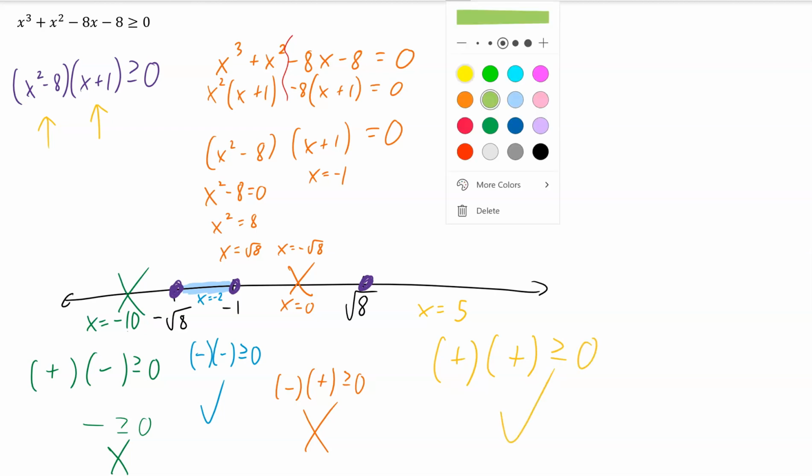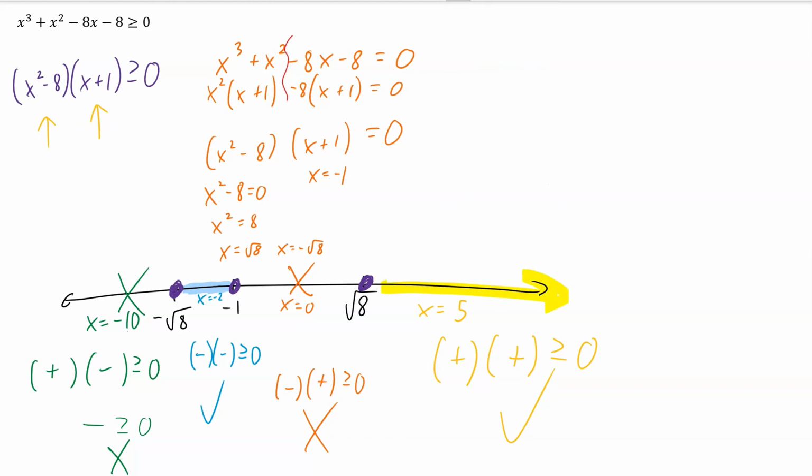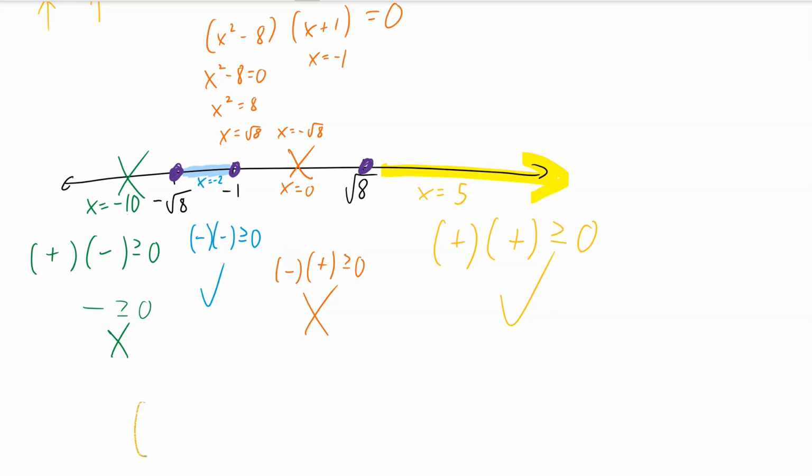So my final answer is I include the region that started at negative root 8, including negative root 8, and went to -1, including -1, and union that with square root of 8 to infinity. Hopefully this helps. Good luck.